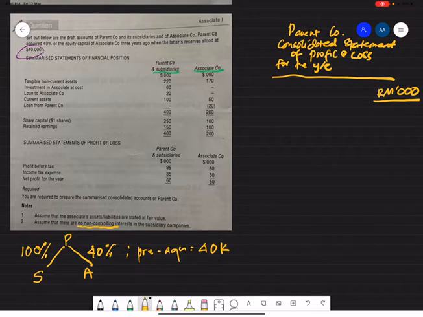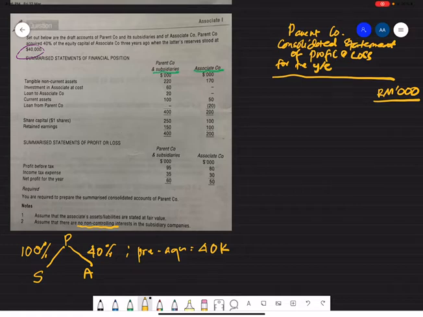So now we are going to prepare. You are required to prepare the summarized consolidated accounts of parent company with some notes. One, assume that the associate's assets and liabilities are stated at fair value. Second, assume that there are no non-controlling interests in the subsidiary companies.